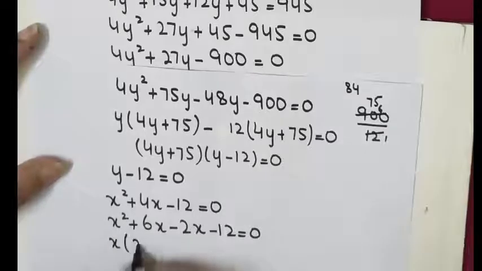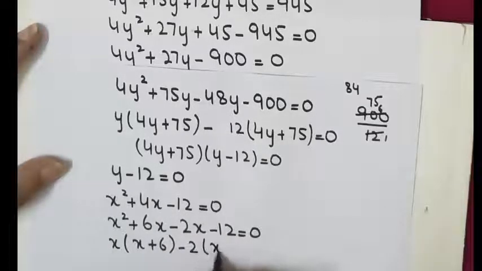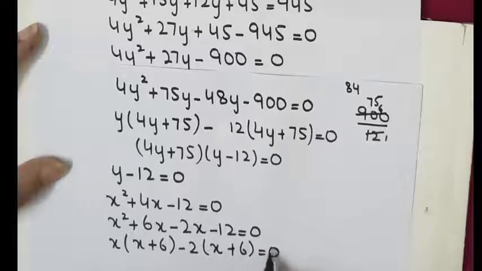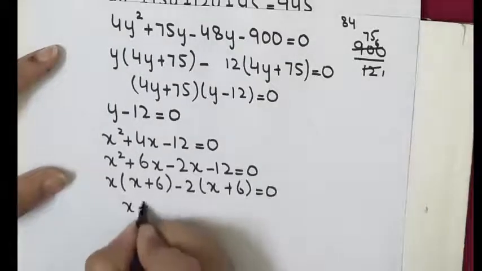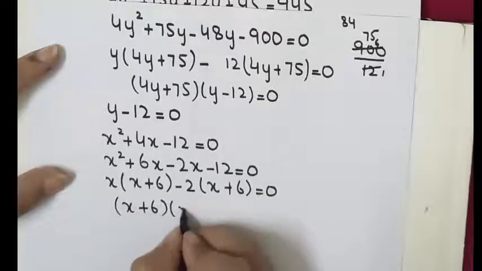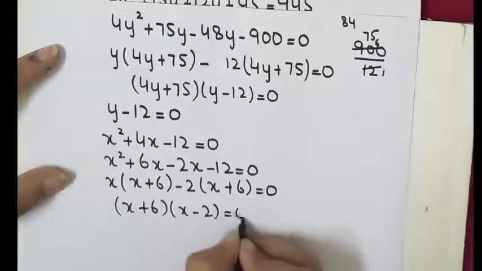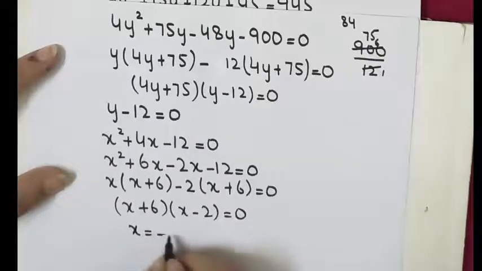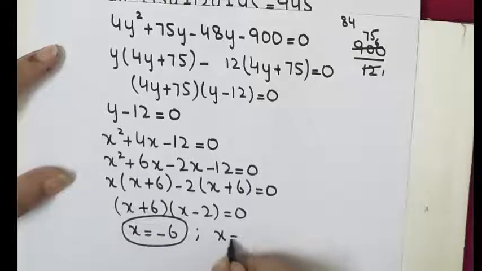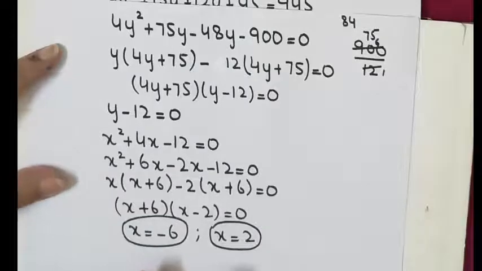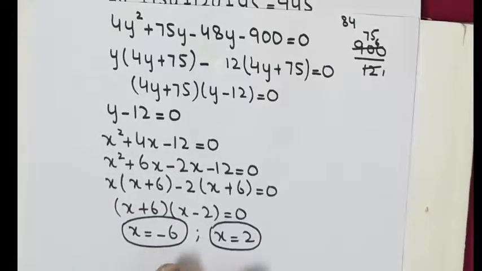Taking x common, we have x plus 6. Taking minus 2 common, we have x minus, minus plus 2. 6 times is 12. So x plus 6 or x minus 2 equals to 0. From here we have x is equal to minus 6 and x is equal to 2. So these are the two values of the solution set.